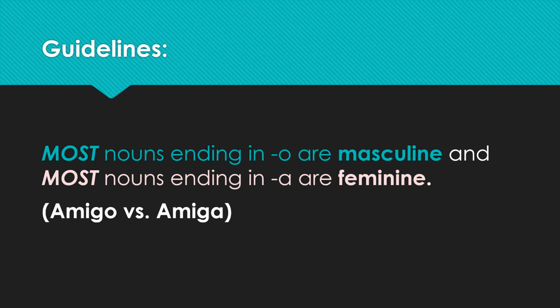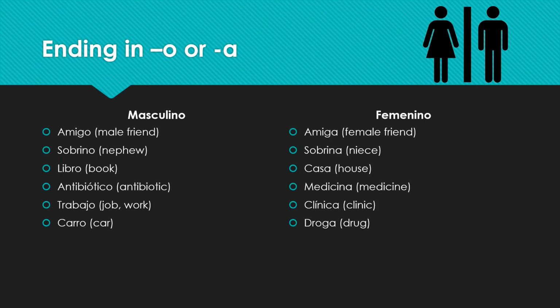So it's just a really simple example so that when you're struggling with trying to figure out what words are masculine, what words are feminine, if you see that it ends in an O or an A, for the most part, not all the time, but for the most part, you should be safe saying that O words are masculine and A words are feminine. However, there are always some exceptions, so just keep that in mind. So here are some more examples of words ending in O or A.